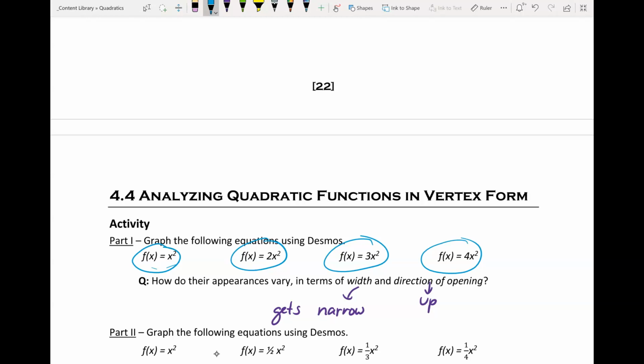I want you to go ahead and try parts 2, 3, 4, and 5 of this activity, and then fill in the conclusion at the very end.